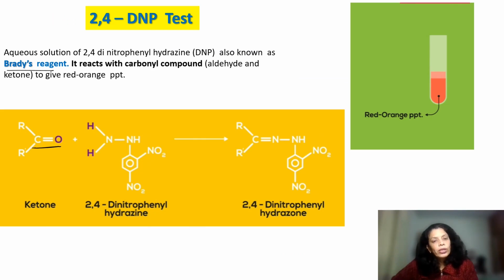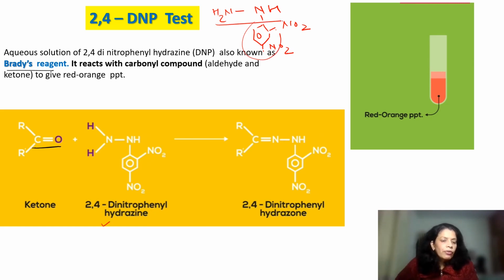The DNP test is given by all carbonyl compounds, using Brady's reagent or 2,4-dinitrophenyl hydrazine. Hydrazine means NH2NH2. If one hydrogen atom is replaced by a phenyl group, and if we attach nitro groups at the ortho and para positions, that becomes 2,4-dinitrophenyl hydrazine. So when it reacts with a ketone, a water molecule moves out and carbon will get attached to the nitrogen atom to form the 2,4-dinitrophenyl hydrazone, which is a red-orange colored precipitate.